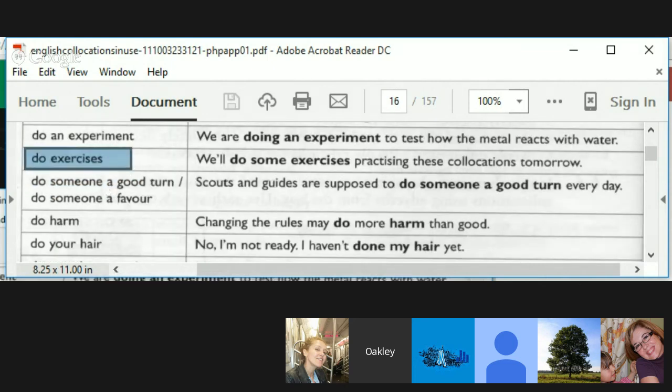All right, moving on. Mustafa. Well, we have this do exercise. We will do some exercises practicing these collocations tomorrow. Well, these are obviously mental English exercises, but how about physical exercises? Can you do physical exercises? Do physical exercises. Why not? I can do physical exercises. Exactly. Why not?